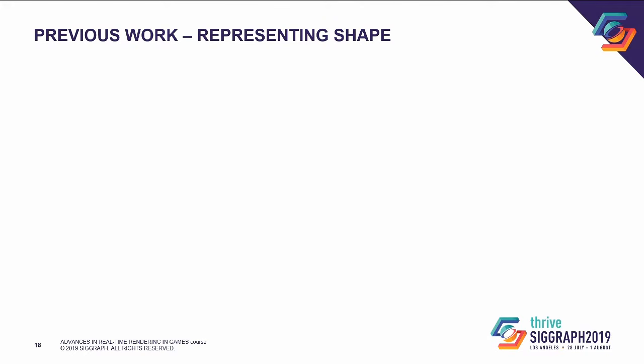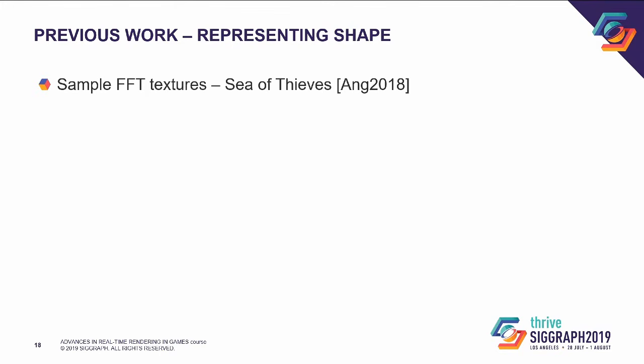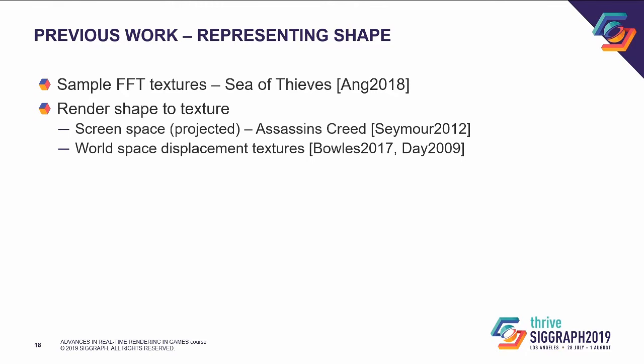Another interesting lens to study previous work through is how shape is represented and used to render the ocean surface. There are many examples of directly sampling the generated FFT textures. Recently, this was used in Sea of Thieves, for example, but there's also many others. The Assassin's Creed system renders this shape into a screen space buffer, which can then be manipulated. This provides natural level of detail, which is great for efficiency. Another alternative is to use a set of world space displacement textures, which is the approach we employ.